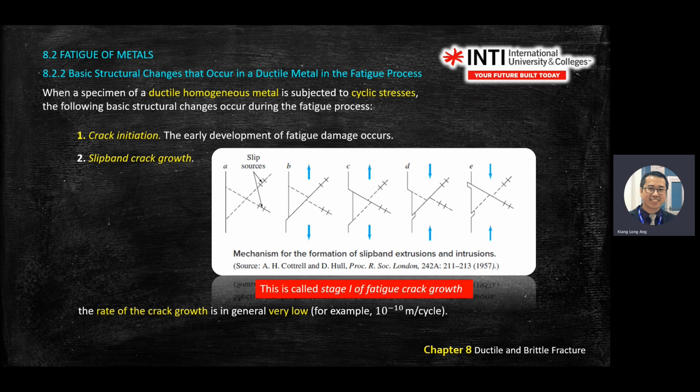Okay, then if you see diagram A to E, what happened is that the slip source initiated, then it starts to slip. You see there is a transition of slip plane. So two planes were slipped. You can see the first on the top here and the bottom here, right? And then you see it starts to develop the crack already.